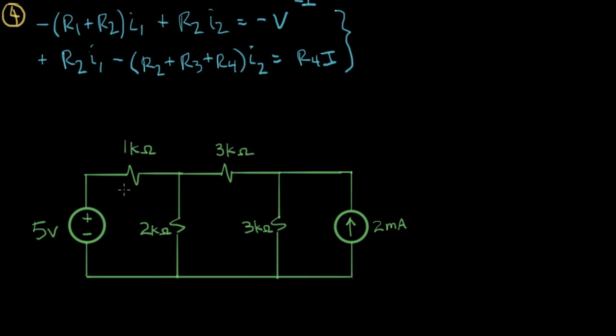So what I did was I filled in some resistor values here, and I put 5 volts on the voltage source. 1 k ohm is for R1, 2 k ohms is R2, 3 k ohms is R3, 3 k ohms is R4, and there's 2 milliamps over here. So I'm just going to write these values under the equation here so I don't mess up. 1k, 2k, 2k, that's 5 volts. That's 2k ohms, 2k ohms, 3k ohms, and R4 was also 3k, and I is 2 milliamps.